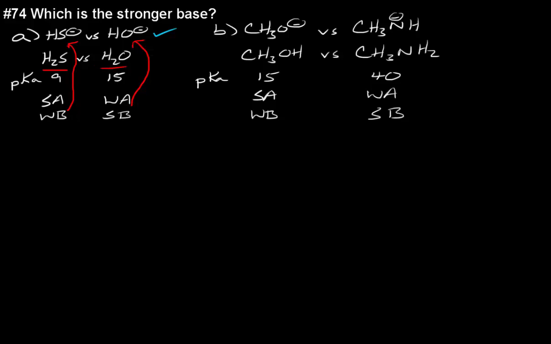So we've drawn a direct comparison between the methanol and the methylamine. The methanol is going to be the weaker base, and the methylamine is going to be the stronger base. If methylamine is the stronger base, then the methylamide is also the stronger base, and the methoxide is going to be the weaker base. So of those two, the methylamide is going to be the stronger base.